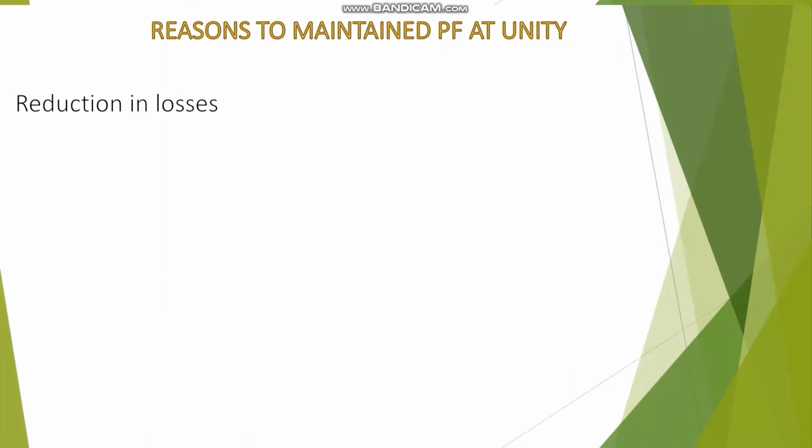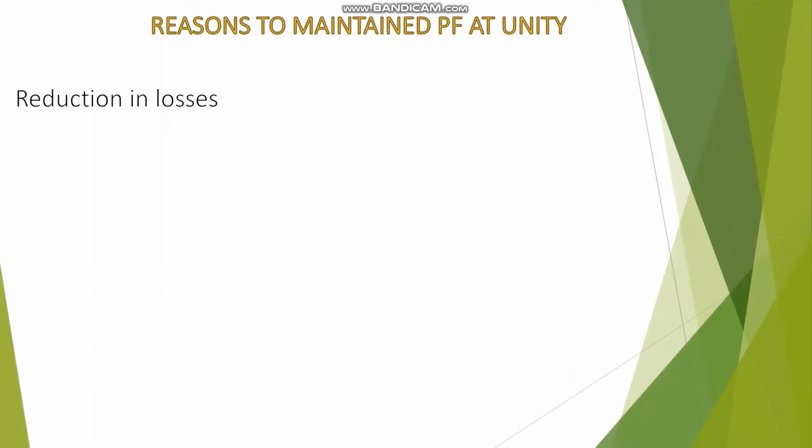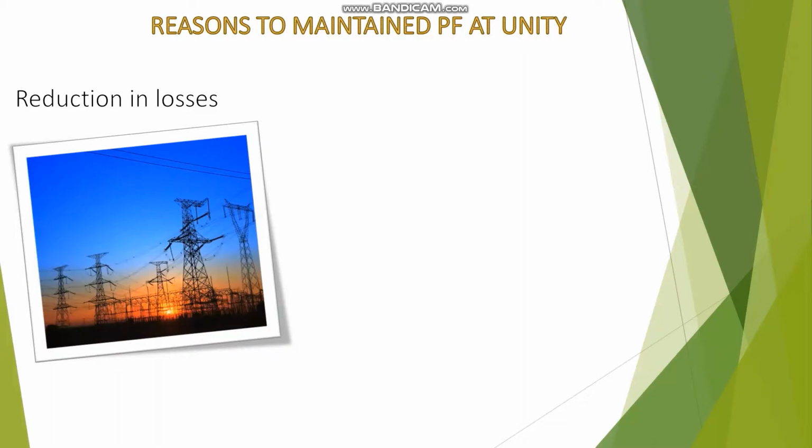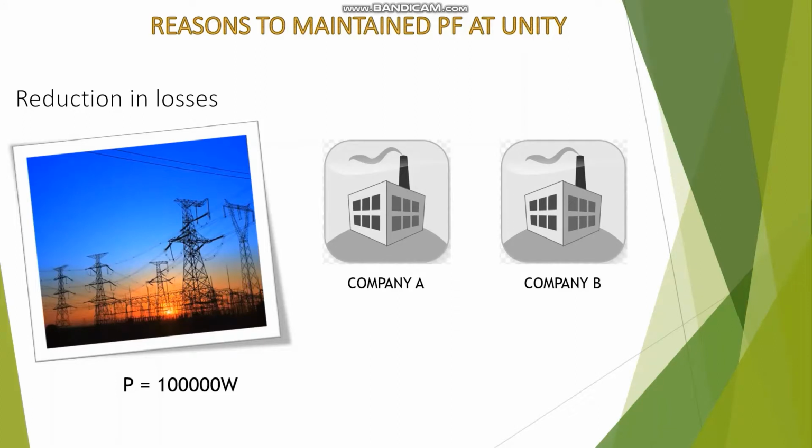The next reason is reduction in losses. Consider an electrical supplier is supplying power of about 1 lakh watt to company A and company B. Company A is maintaining power factor at 0.8 and company B is maintaining power factor at 1. Hence, the current drawn by company A and company B is 570 and 480 ampere respectively.